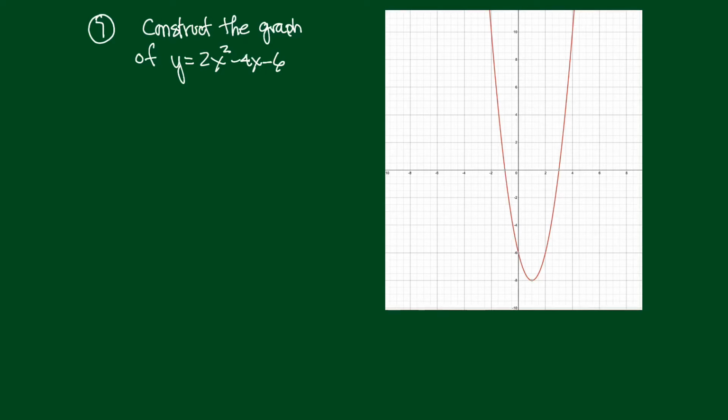We would like to construct the graph of this quadratic. Why would we want to do that? The reason we would do that is that there is a lot of information about the relationship between x and y on display in the picture. What I mean is this.